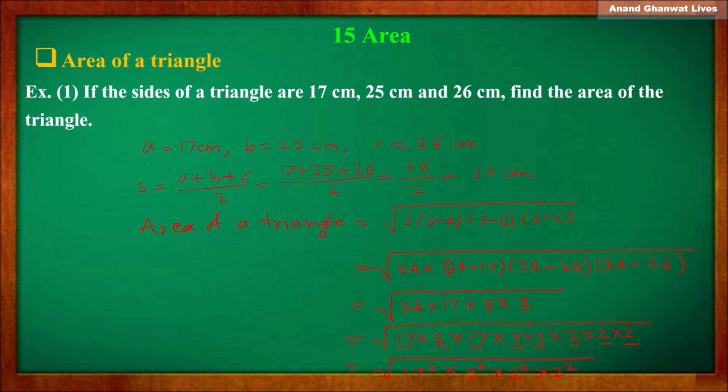So taking square root, you know that square root of square of any number is equal to that number. Therefore it is equal to 17 into 3 into 2 into 2, that is 17 into 12. So 17 into 12, that is, yes, very good, 204 square centimeters. So area of that triangle is 204 square centimeters. Okay.